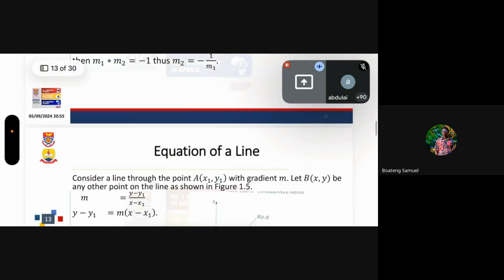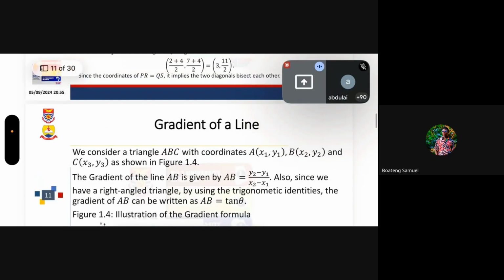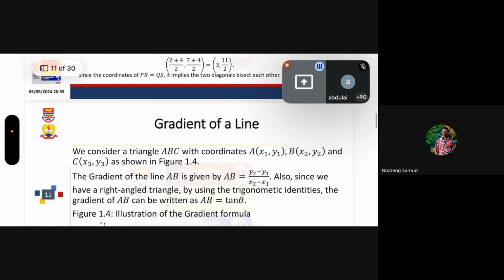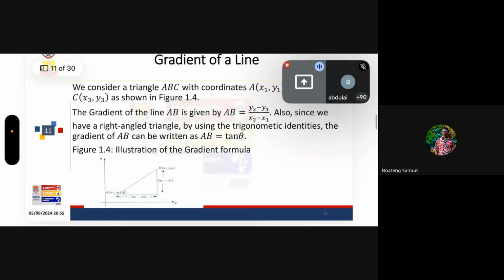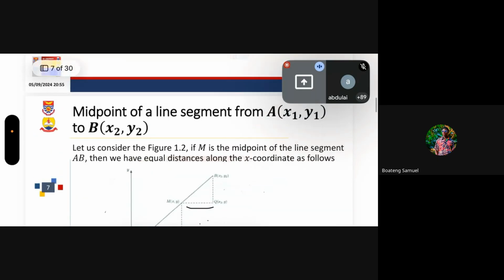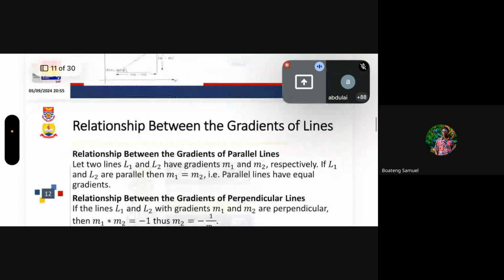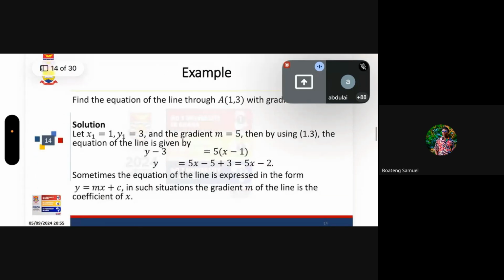I'm done with the equation of the line. I'm also done with the relationship between gradients of a line, the midpoint of a line segment, and the formula for finding distance. Any questions before I continue?